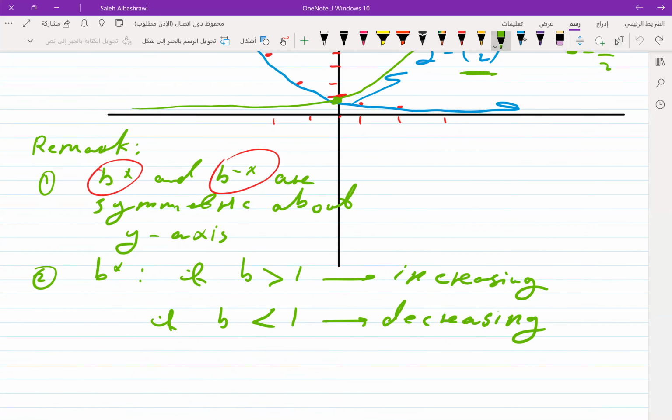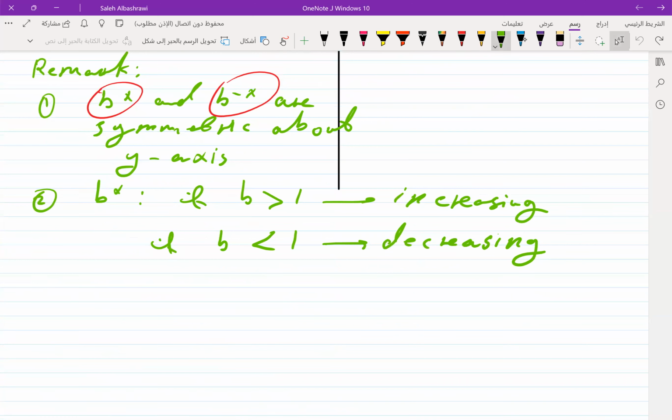Number 3. I have f of x equal to b to power x plus sometimes something there. This is my c, plus some constant in some cases. This constant will give me something called the horizontal asymptote.